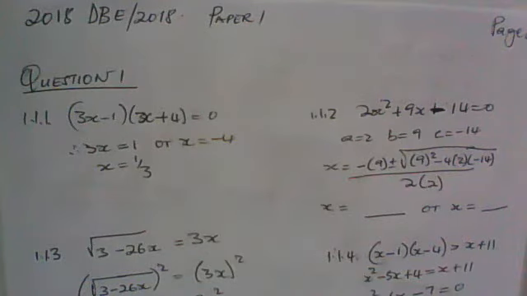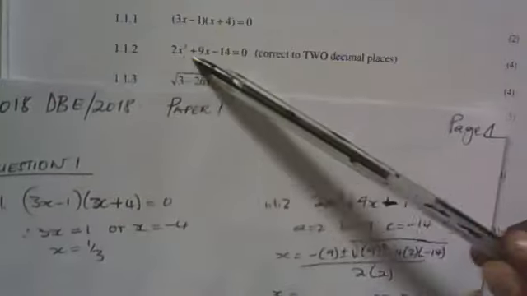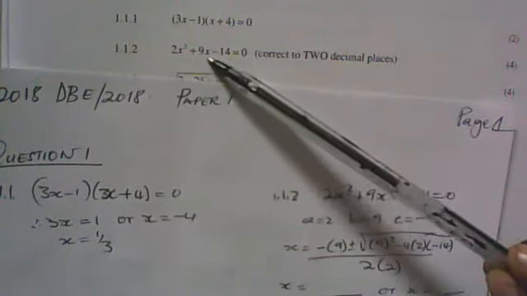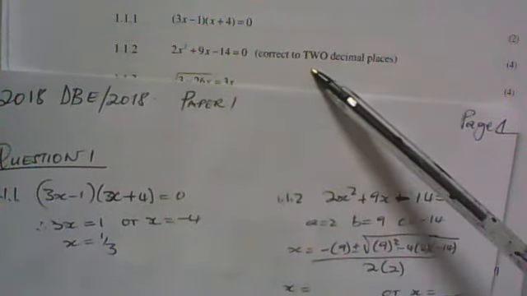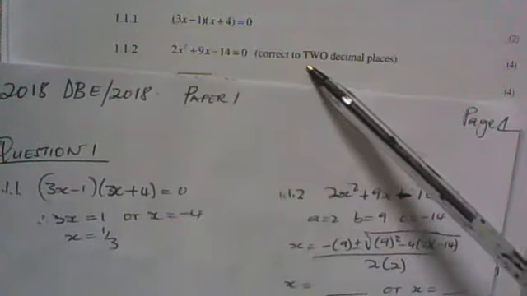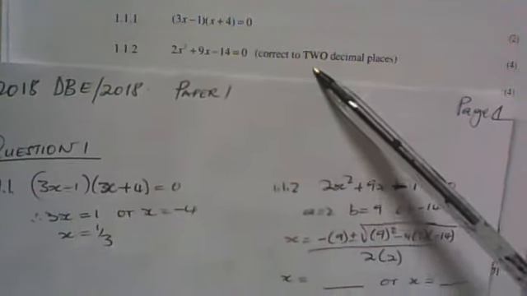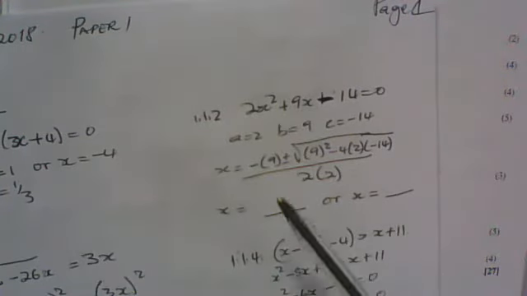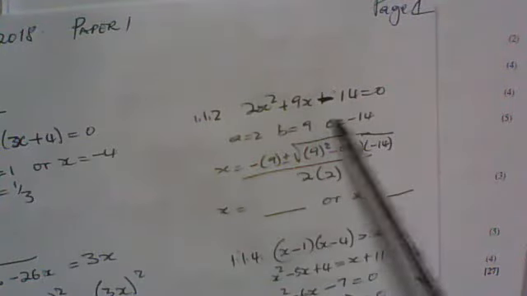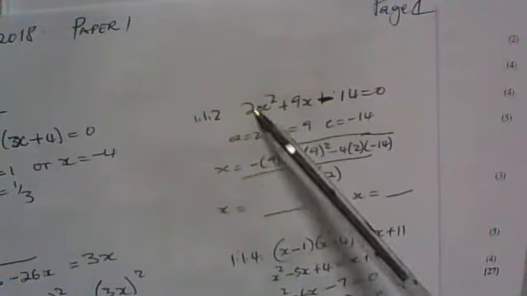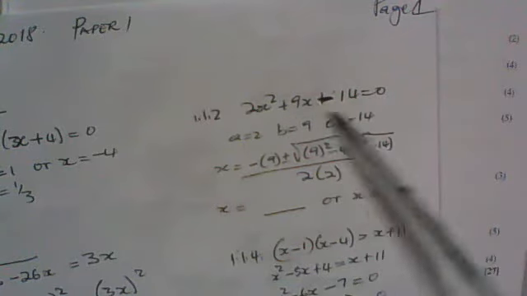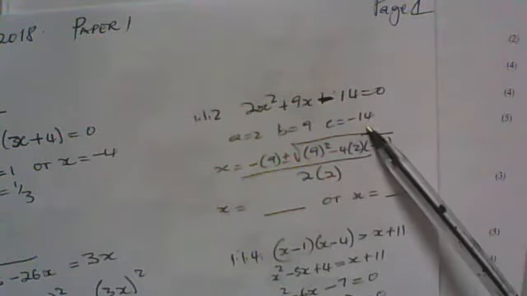And then when we go to 1.1.2, which is 2x squared plus 9x minus 14 equal to 0, correct to 2 decimal places. Now, when you get something like this, it tells you exactly that you need to use a quadratic equation. So let's use that. We have 2x squared plus 9x minus 14 equals 0. Our a is 2 and our b is positive 9, whilst our c is negative 14.